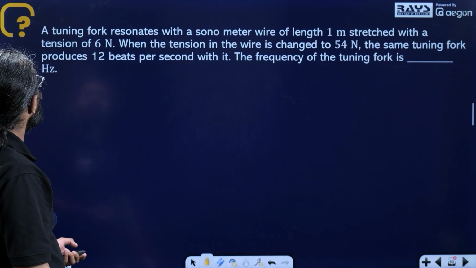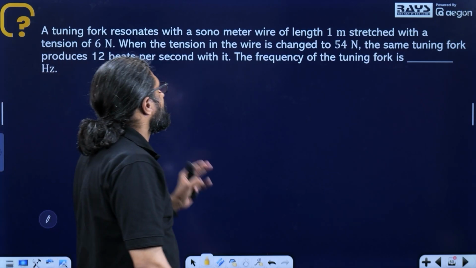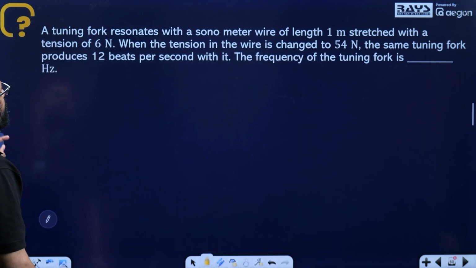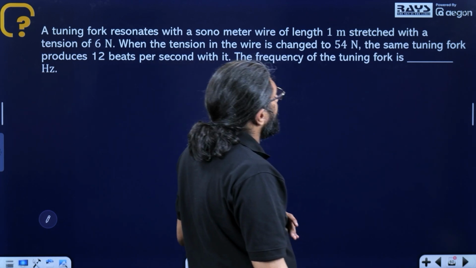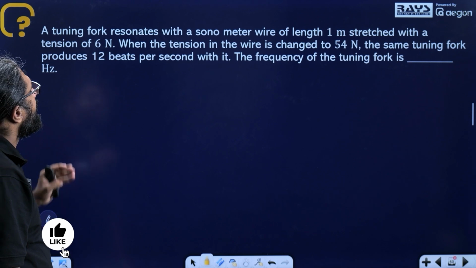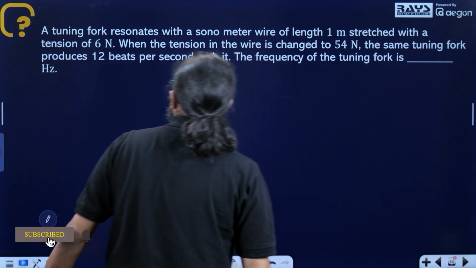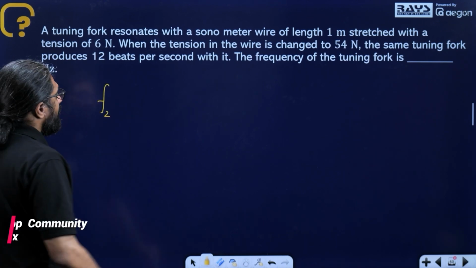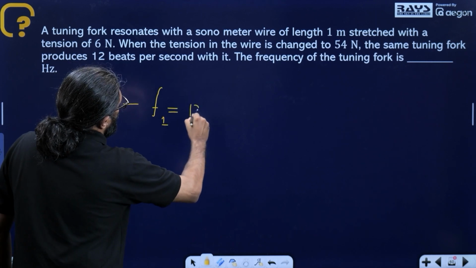Now, the next question. A tuning fork resonates with a sonometer wire of length 1 meter stretched with a tension of 6 Newton. When the tension in the wire is changed to 54 Newton, the same tuning fork produces 12 beats per second with it. The frequency of the tuning fork is, second case frequency F2 minus first case frequency F1 is equal to 12.